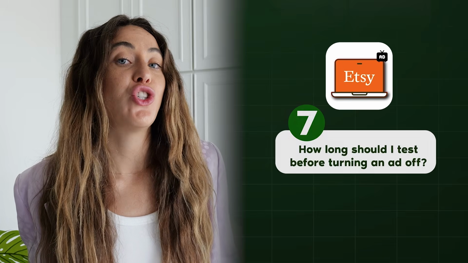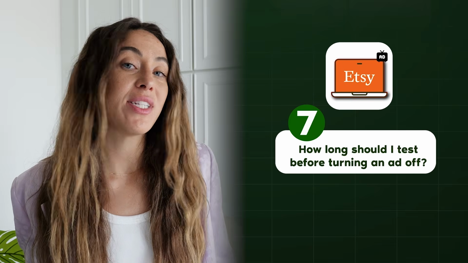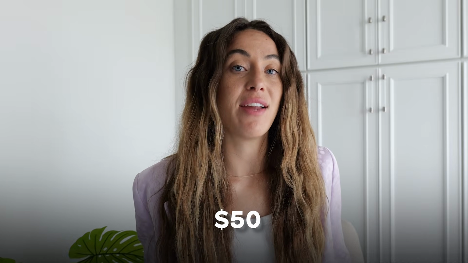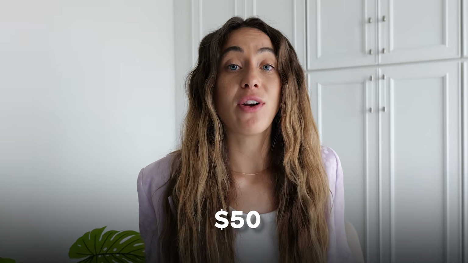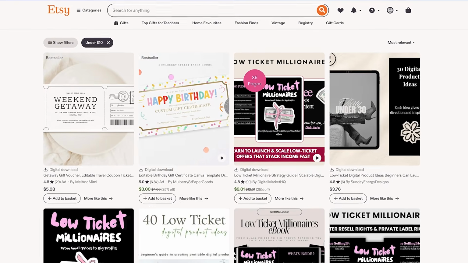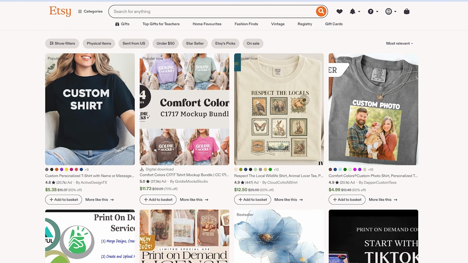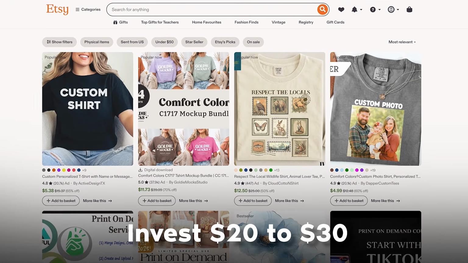How long should you let a listing run before deciding whether or not to turn it off? In this way, I know that I've collected enough data on the listing to make a decision. So I spend around $30, $40, or even $50 sometimes before I decide if I'm going to turn it on or off, whether or not my TACoS is too high. For you, if you're selling lower ticket digital downloads or print on demand goods, you're going to want to invest at least $20 to $30.